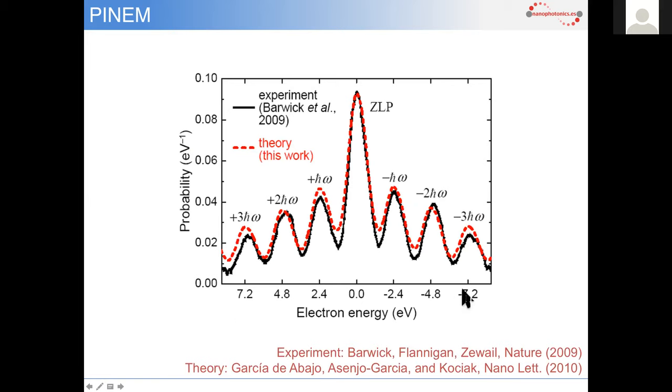And then you can see here an electron energy loss spectrum. These are energy losses, this part, but the left part of the spectrum is just gains. So an electron can lose energy because it produces photons, or it can gain energy because it absorbs photon energies. This technique is known as PINEM, photon-induced near-field electron microscopy.